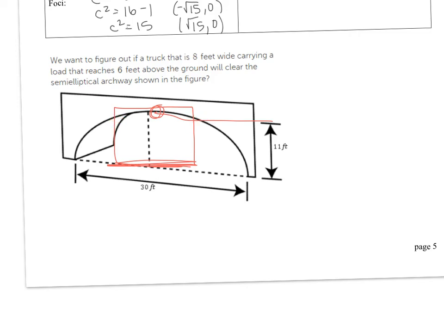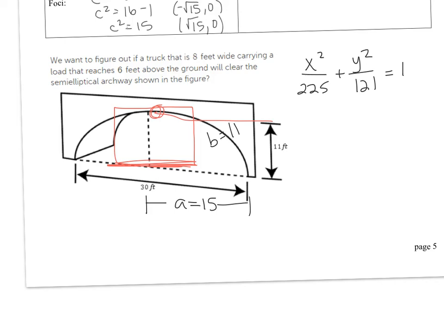So what I'm going to do is write the equation for this ellipse right here, if I were to make this ellipse. I'm going to pause and write the equation. So if I came up with my equation, with the axis going across right here is 30, so that means this has to be 15. So I put 15 squared underneath here, and then this part is 11 squared.